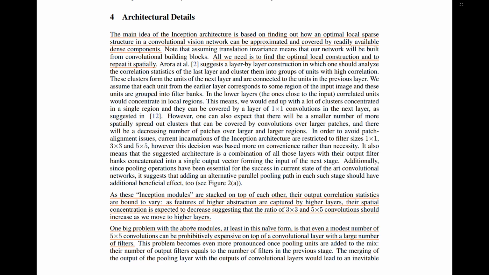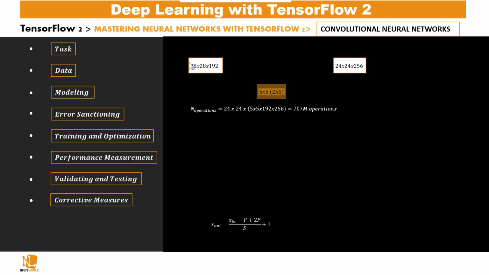But one big problem with the above models, that's stacking up these modules, at least in the naive form, is that even a modest number of 5x5 convolutions can be prohibitively expensive on top of a conv layer with a large number of filters. So let's suppose we have this input 28 by 28 by 192, and then we have this conv layer which is 5 by 5 filters and 256 of them. Then from this formula we could obtain this output which is 24 by 24 by 256. And if we want to calculate the number of operations, we would have 24 by 24.